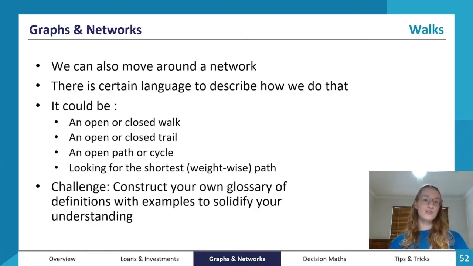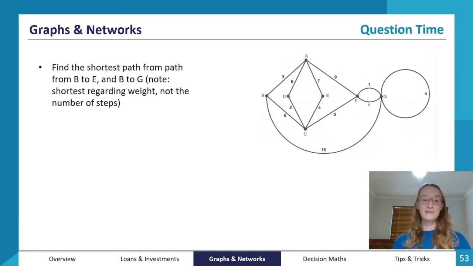And there's certain language that we use to describe those certain movements. We have open and closed walks, open and closed trails, open path, we have cycles. We can look for the shortest path weight-wise. There's all of these different things we can do, all of these different ways we can move around a graph or a network. And my challenge for you is to construct your own glossary of definitions with examples to solidify your understanding of these differences, because we're not going to go through them today. So make sure you get that clear in your mind, because that can be really good, easy marks for short answer or multiple choice questions in an exam.